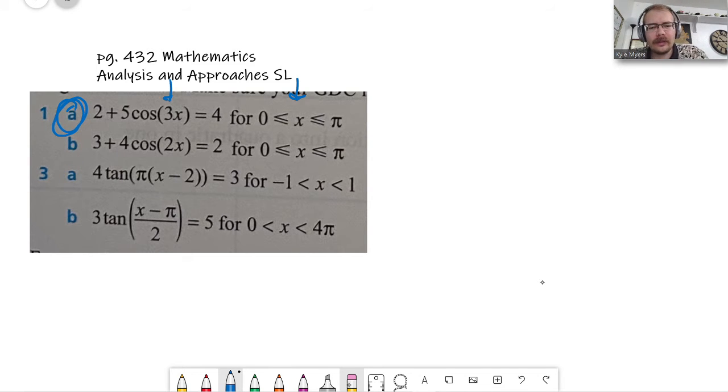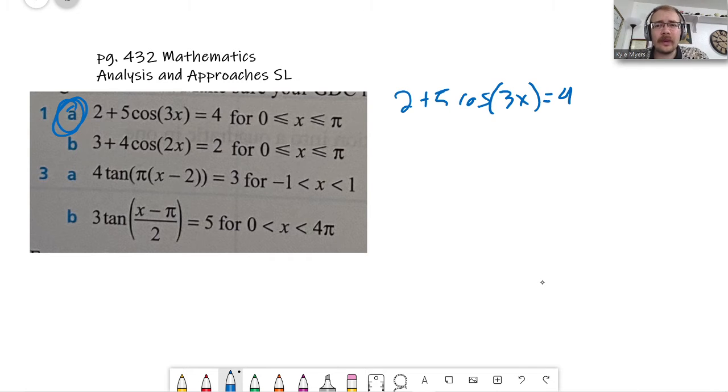You're like, well, why does that even matter? Aren't you just going to solve it and get the answer? Yes, but it is helpful to know how many answers we should have, because if we're missing some, we need to know how to get the others. So I'm looking for 3. It could be less, but I'm looking for 3 answers here on the interval from 0 to pi. So let's go ahead and solve this bad boy. I'm going to do this over here: 2 plus 5 cosine 3x equals 4.